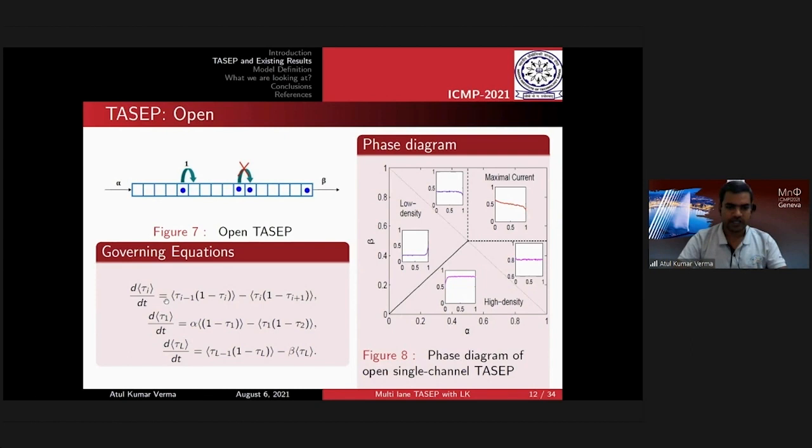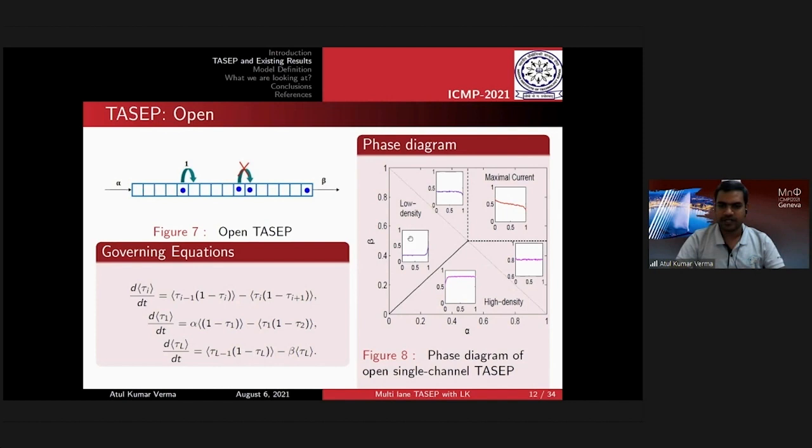This is the equation for the bulk, and these two are equations for the boundary. This is for the left boundary, and this equation is for the right boundary, where alpha is the entry rate and beta is the exit rate. So when it comes to open TASEP, depending upon the values of alpha and beta, in comparison to closed TASEP, we obtain three different phases: low density, high density, and maximum current.